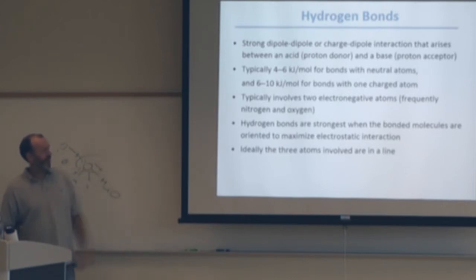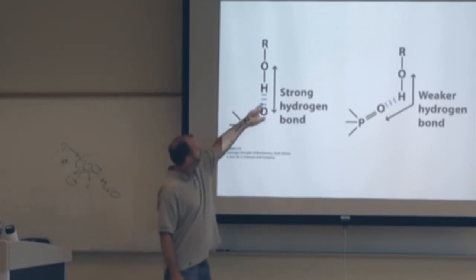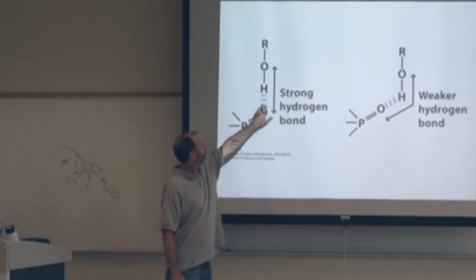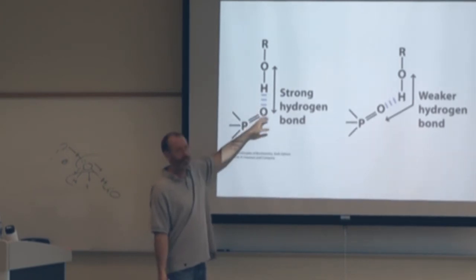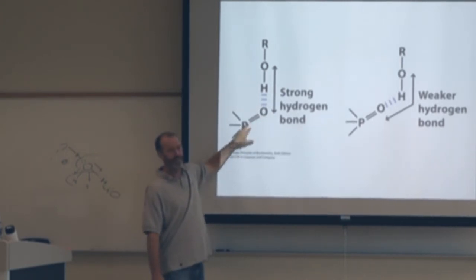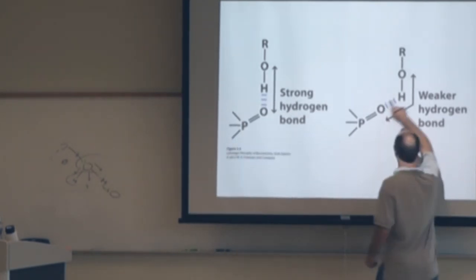And ideally, all 3 atoms are in a line, which is what you see with the perfect crystal lattice structure of water. And this just shows you strong hydrogen bonds when things are perfectly aligned. You have the lone pair of electrons on this carbonyl here. Looks like it's part of a phosphate, not a carbonyl, sorry, but analogous to a carbonyl. Or a weaker hydrogen bond if it's not perfectly oriented.